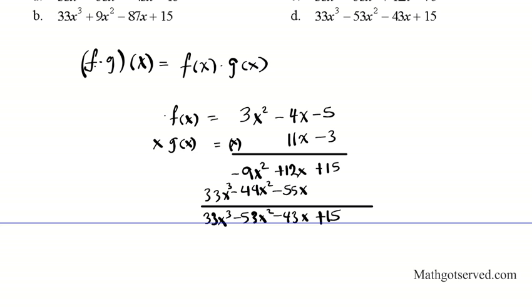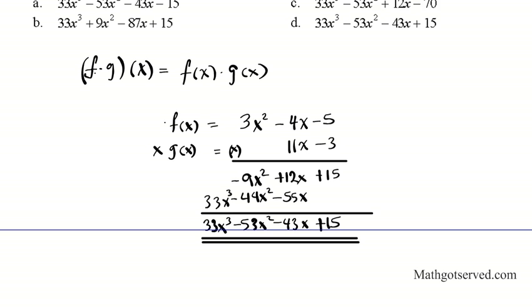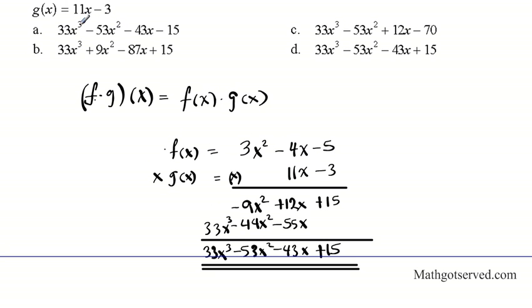So the answer to this, let's see which options match. We're going to be real careful with the signs here. 3x squared minus 53x squared minus 43x. It's not this one. It's not this one. This is wrong also. The correct answer is option letter D. So our answer for this number is D.